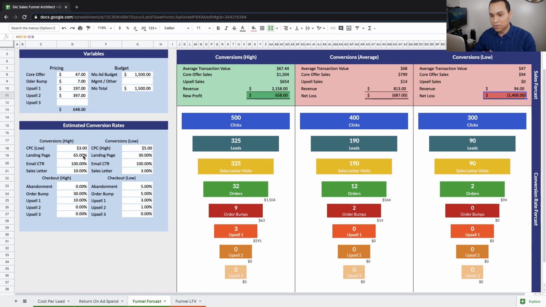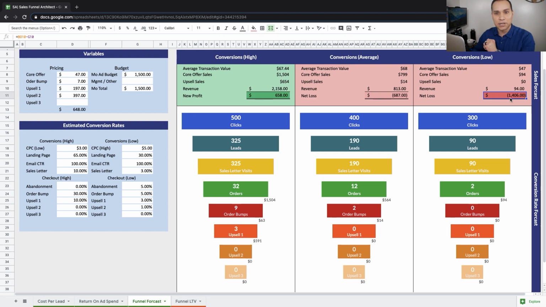So if we're going down this chart, if you look at our landing page and landing page conversion rates. If our landing page conversion rate was 30%, which is actually pretty good, and our sales letter conversion rate was 3%, which is also pretty good, and then we're getting between a 5 and 3% conversion rate on our upsells and order bumps, we would still be losing $1,400 a month.